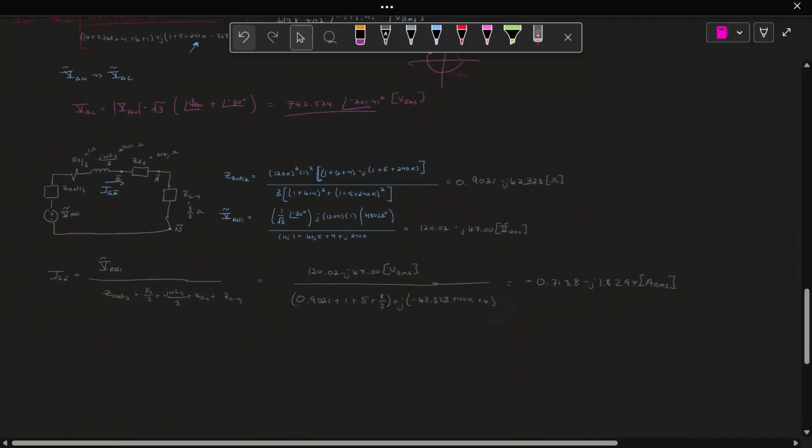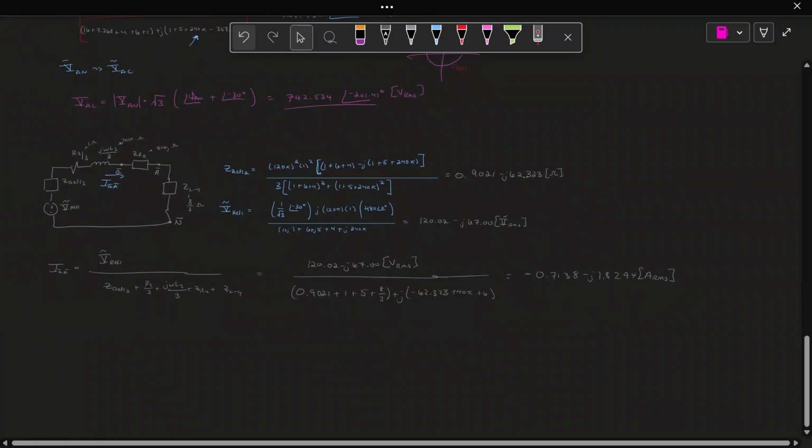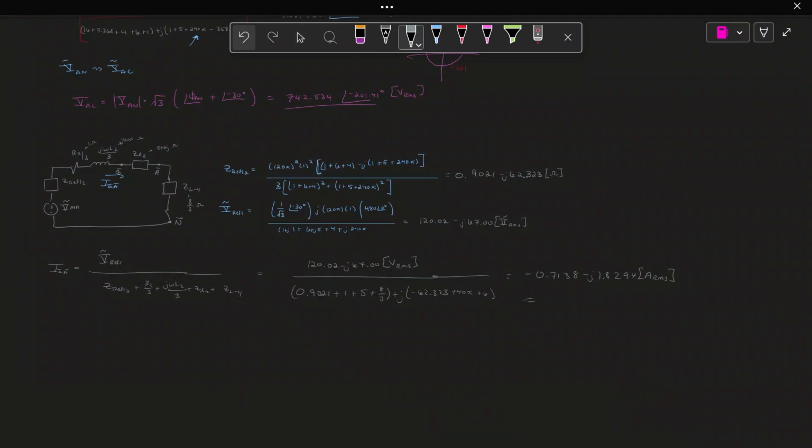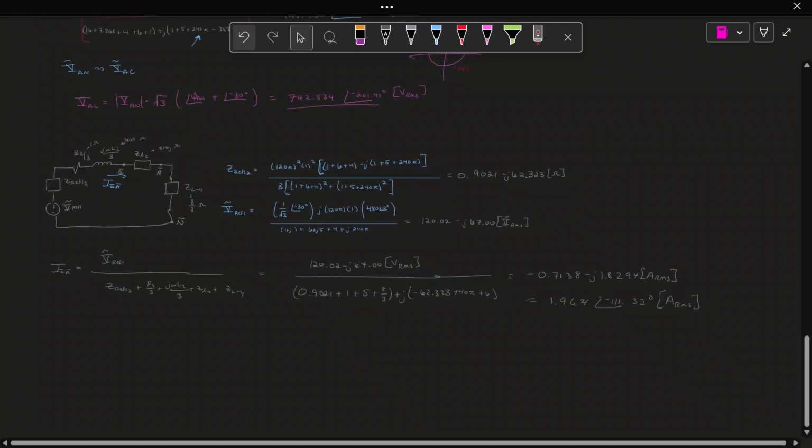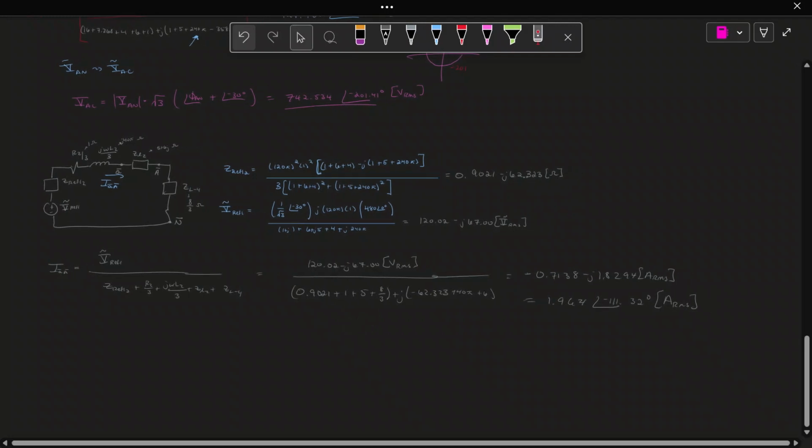And we have I_AA. Something else is, you want to get this into polar form. It makes it a lot easier to add and subtract phases and multiply the magnitudes. So this is 1.964 at an angle, or a phase, of negative 111.32 degrees. Again, amps RMS. So now we have I_AA, but that's not what we want. We want I_BB.